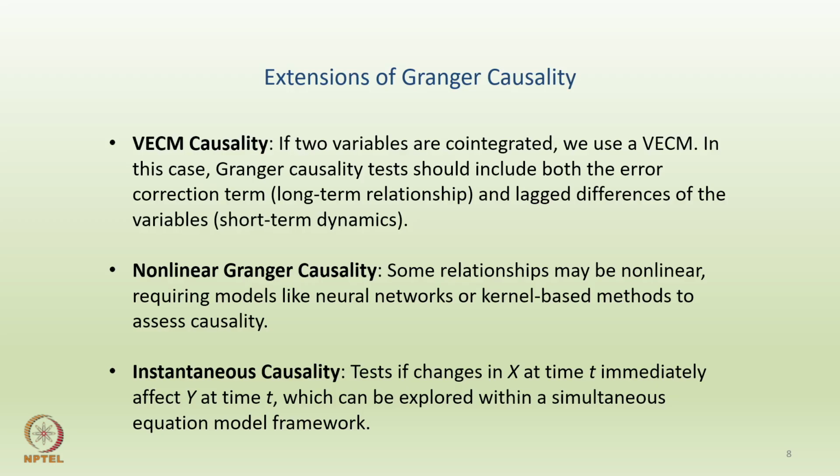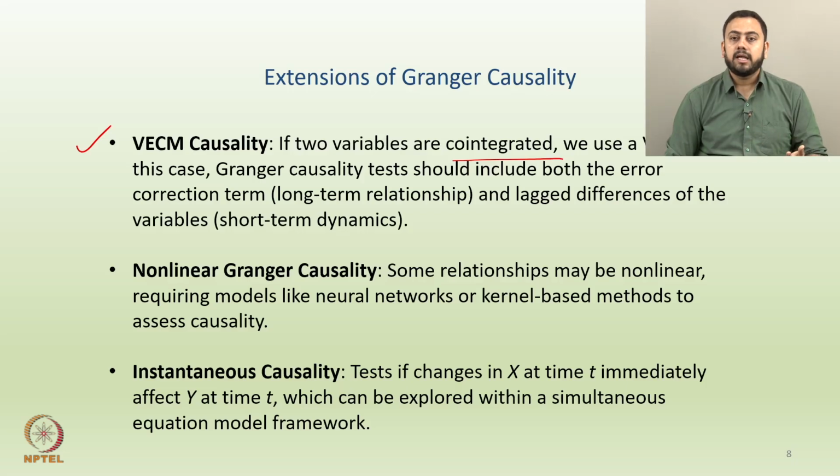Now, we will talk about a few extensions of Granger causality. The first one is VECM causality, or vector error correction model causality. What do we mean by that? Just in the previous slide we saw that this was a limitation. If x and y are co-integrated, then applying ECM or VECM is slightly more appropriate than checking for Granger causality. If two variables are co-integrated, one can use a VECM, and in this case the Granger causality test should include both the error correction term, which gives you the long term relationship, as well as the lag differences of the variables, which give you the short term dynamics.